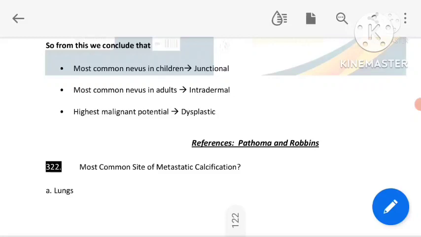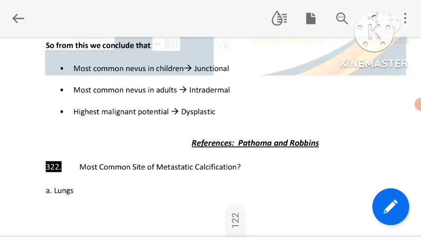Most common nevus in children is junctional nevus, and most common nevus in adult is intradermal, and highest malignant potential occurs in dysplastic nevus. So rationalize these three MCQs: most common nevus in children, junctional; most common nevus in adults, intradermal; and which of the nevus has highest malignant potential? It is the dysplastic nevus.